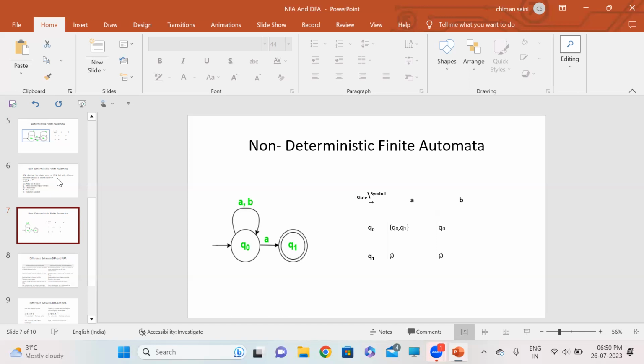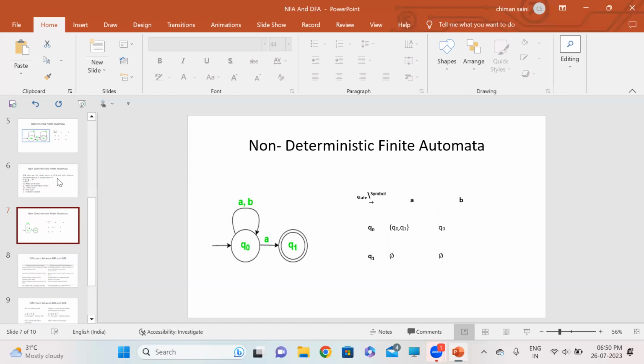Okay, in some other example, if there is one more state, say Q2, then after applying the input A, we can remain in Q0, we can move to the state Q1, and we can move to the state Q2. So that is the difference between deterministic finite automata and non-deterministic finite automata.